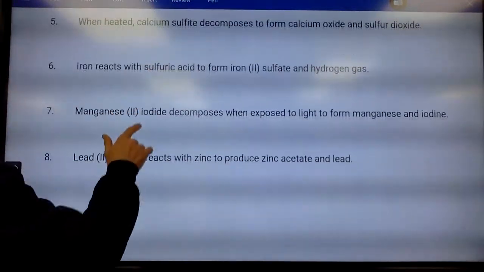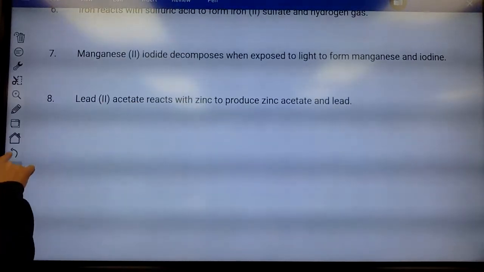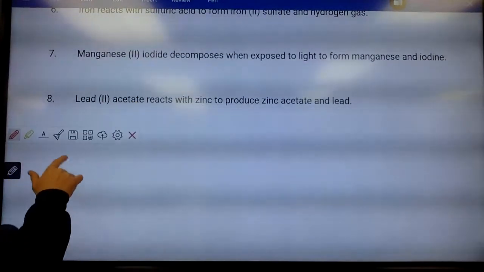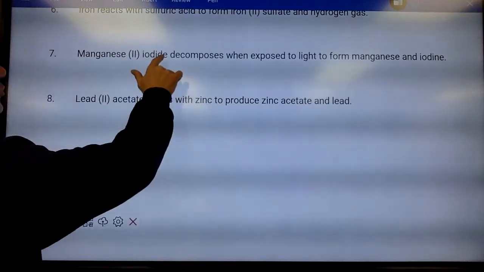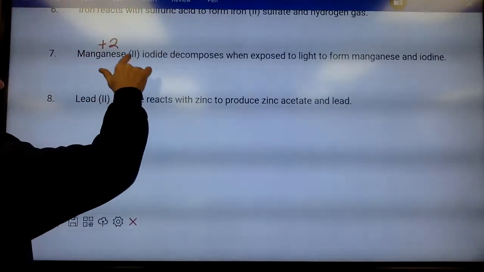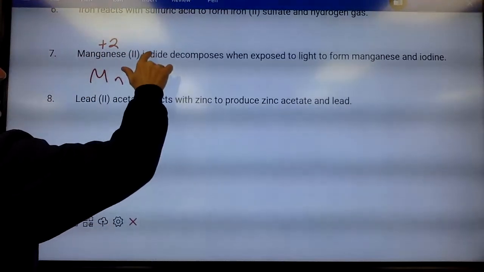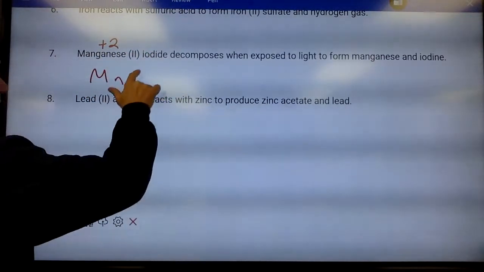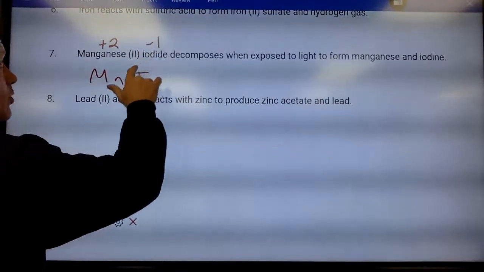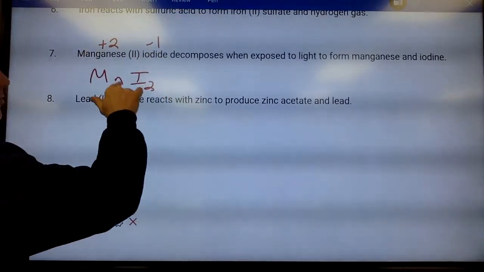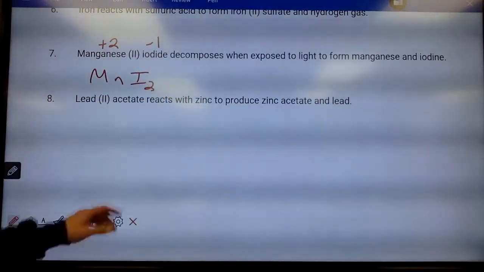Pick out another one here. I'll do these last 2. So we got manganese(II) iodide. Remember that means manganese is charged as a +2 because of the Roman numeral. That's manganese. Iodide just means iodine by itself, which is a -1. So flip your numbers: MnI2.